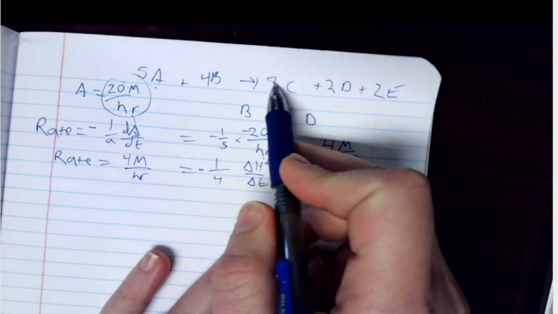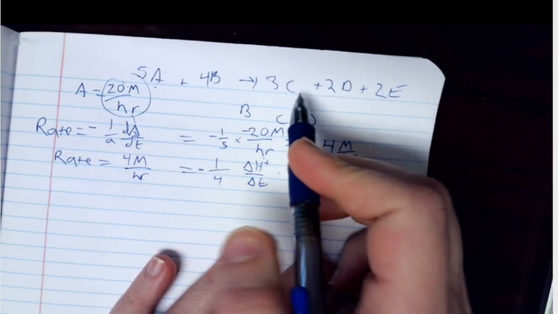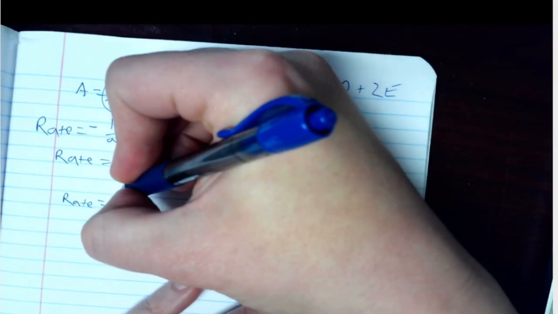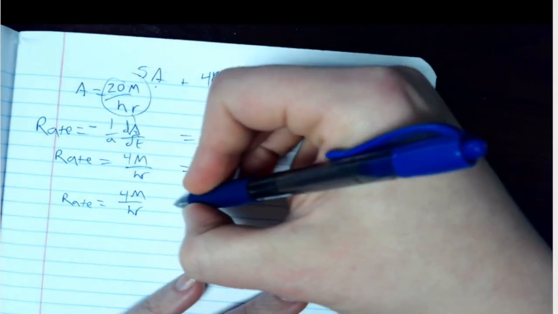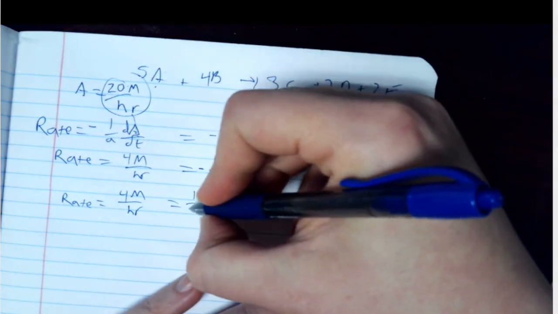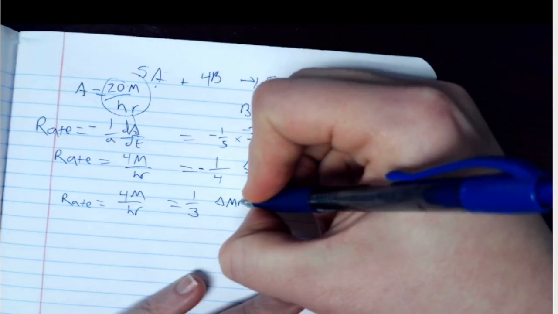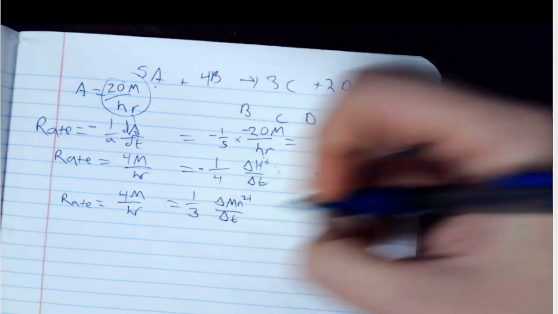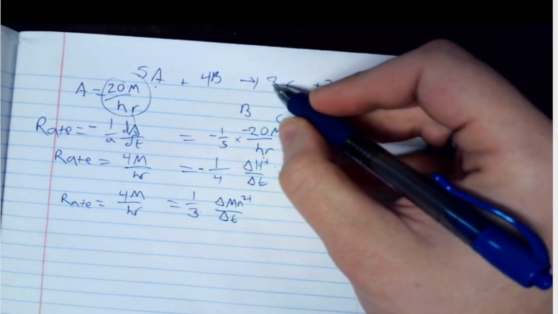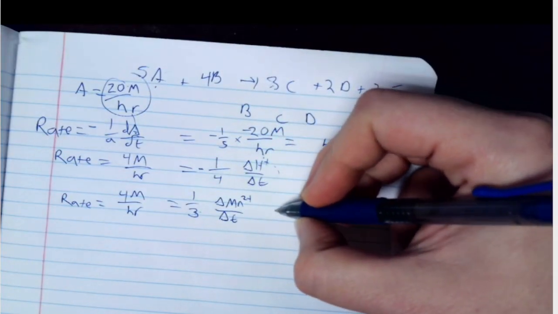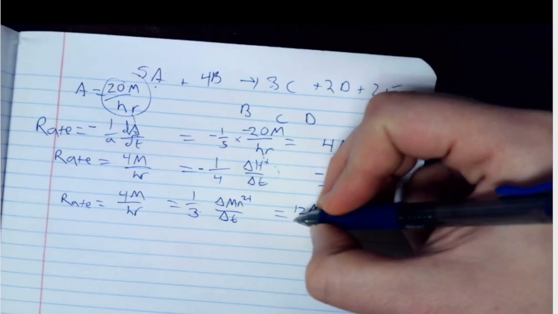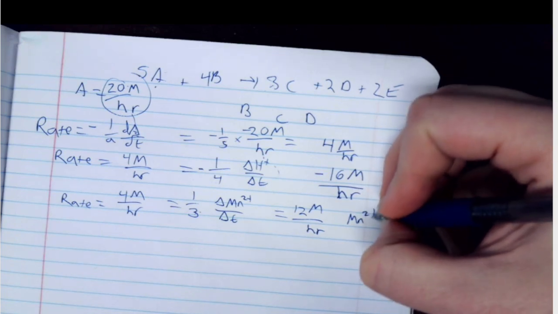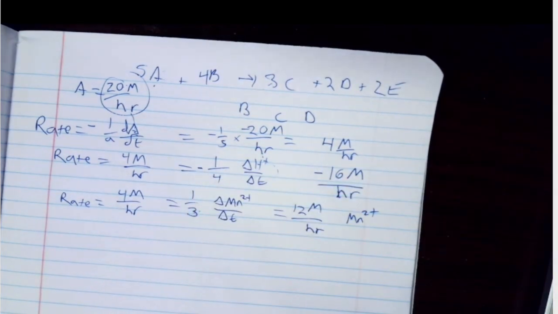What about the production of the Mn2+? Well, the relative rate is still 4 molar per hour. 1/3 of delta Mn2+ over delta t. So once again, I cross multiply, in this case by 3. And so you'd get the production of 12 molar per hour of Mn2+. That's the rate of Mn2+.